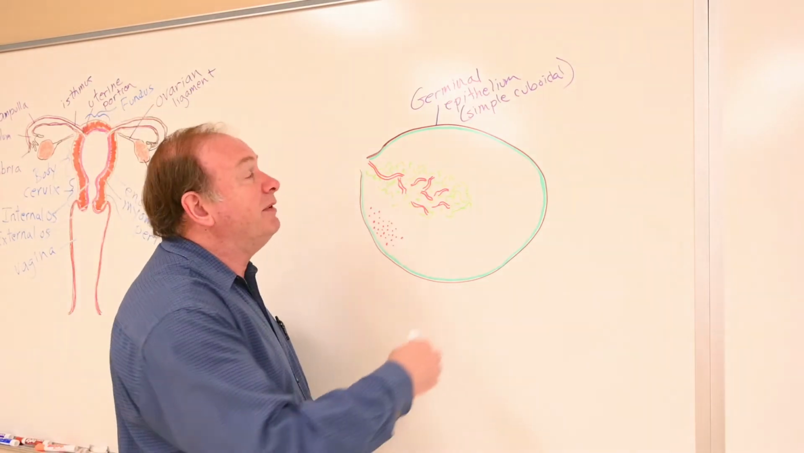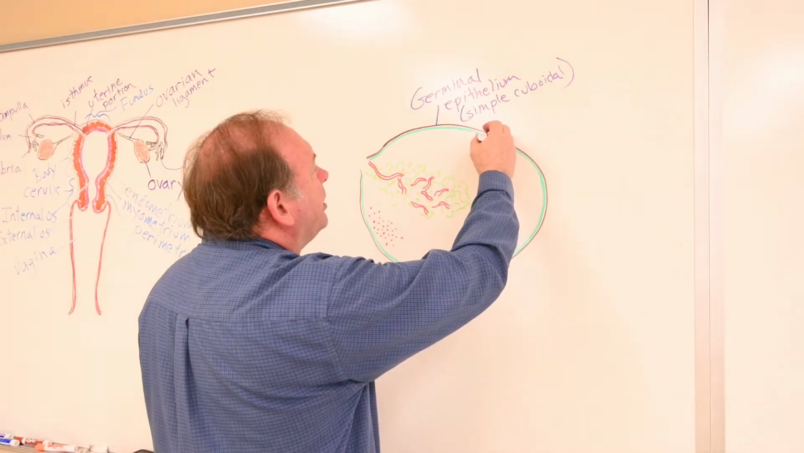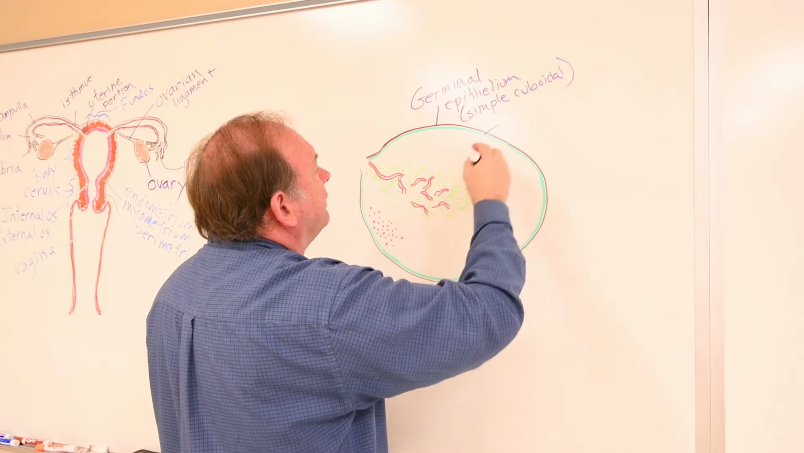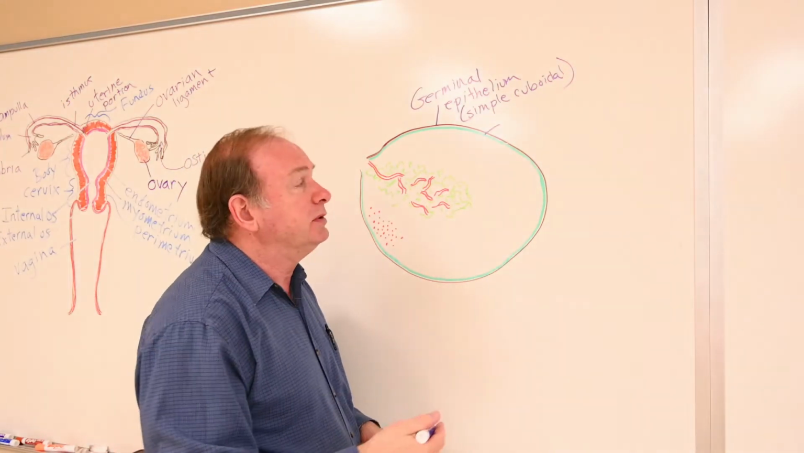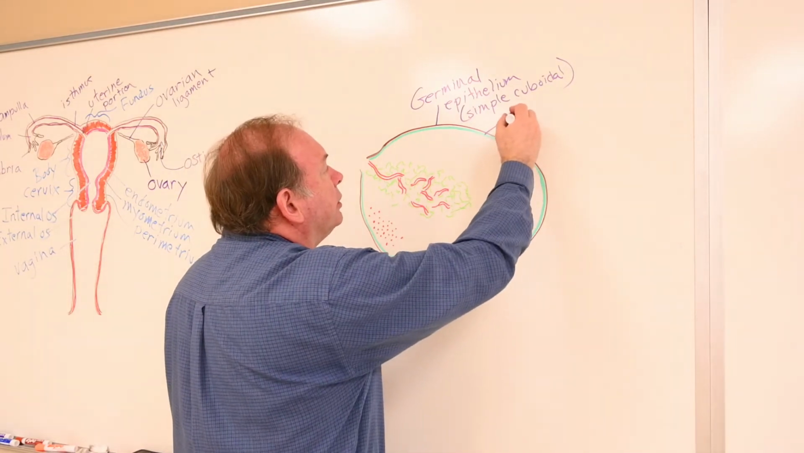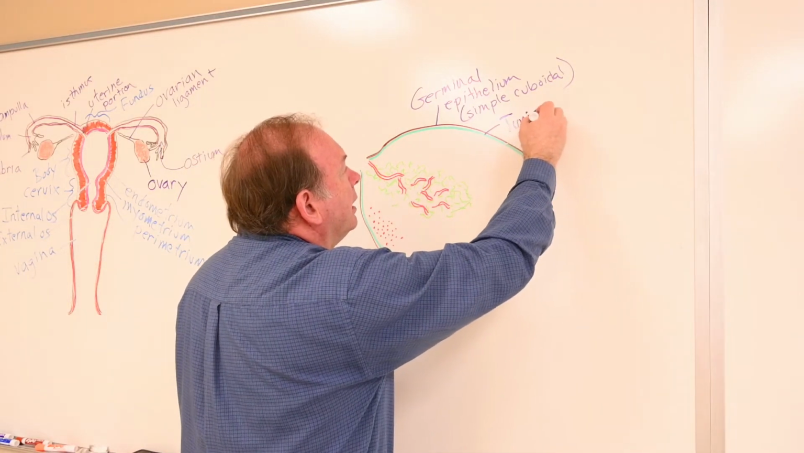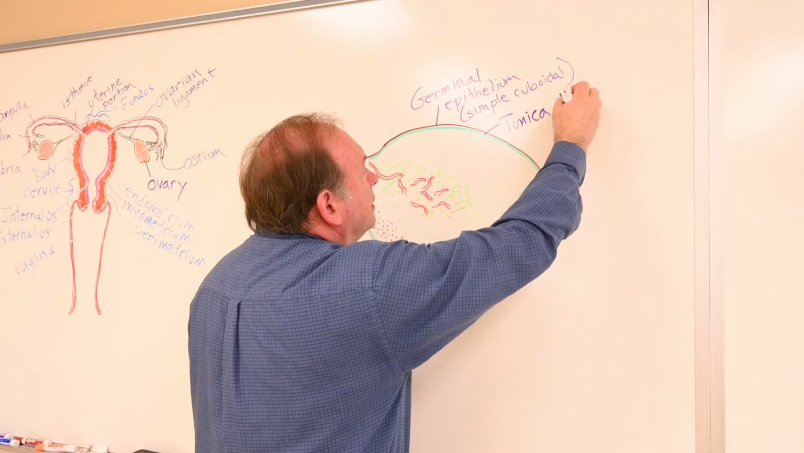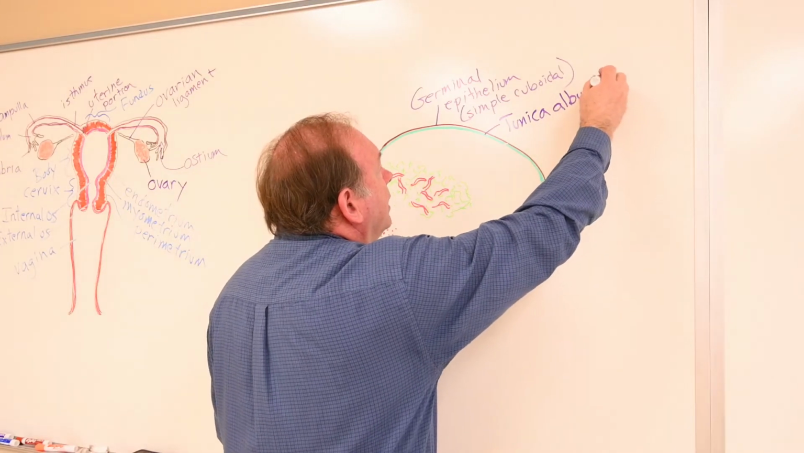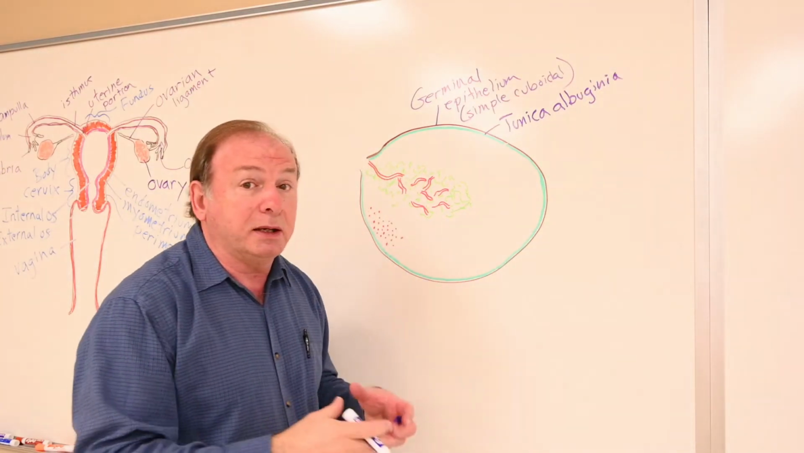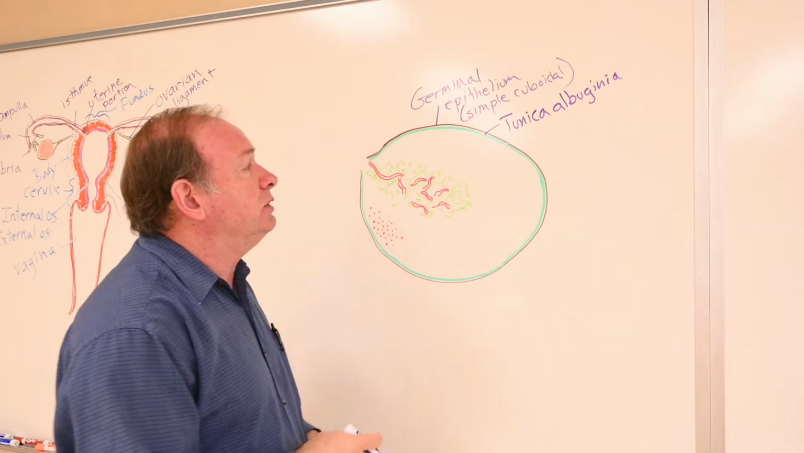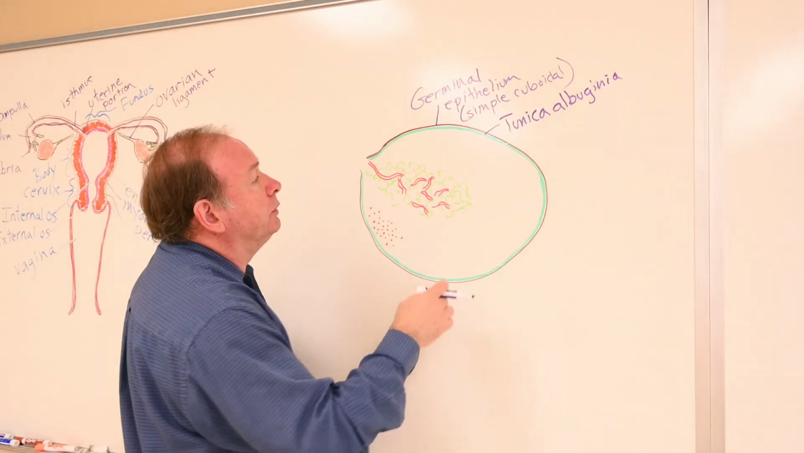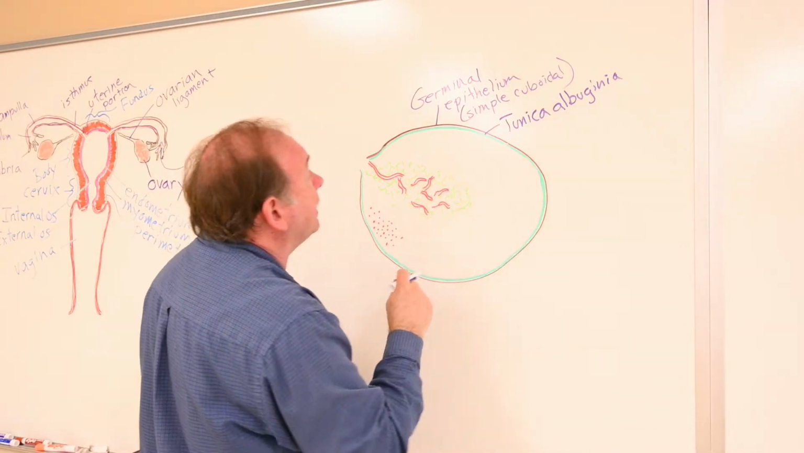Underneath of that, we have a dense connective tissue. It can be pretty thin, actually. It's not a very thick layer. And like in some other locations we've seen in the body, it's called a tunica albuginea. That just means a white covering. It's that dense connective tissue has a white coloration to it. So that's the name given to that.